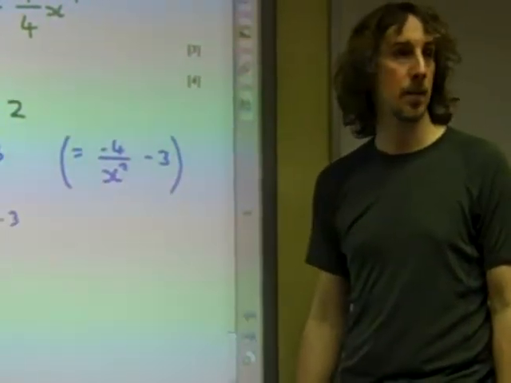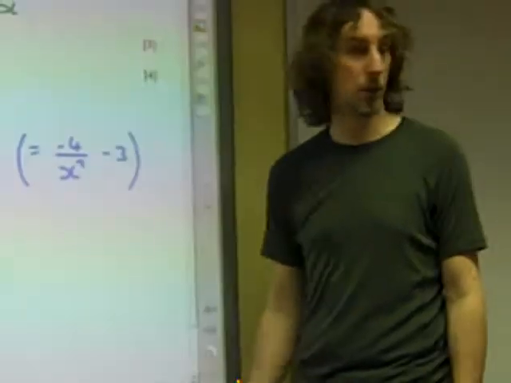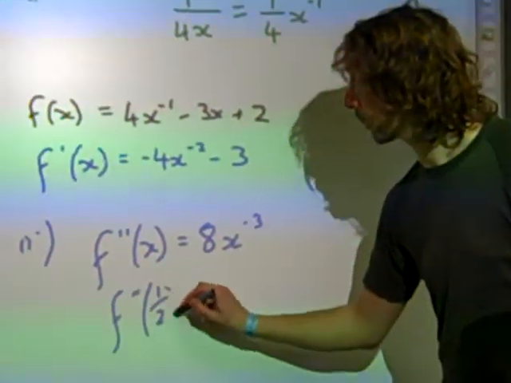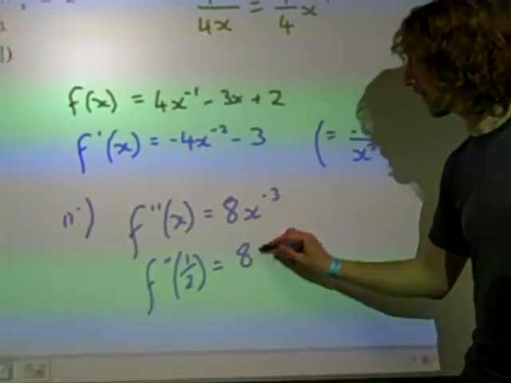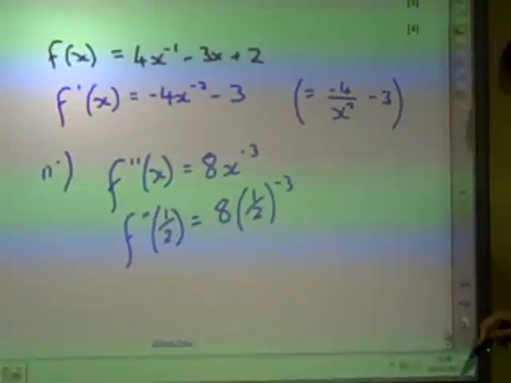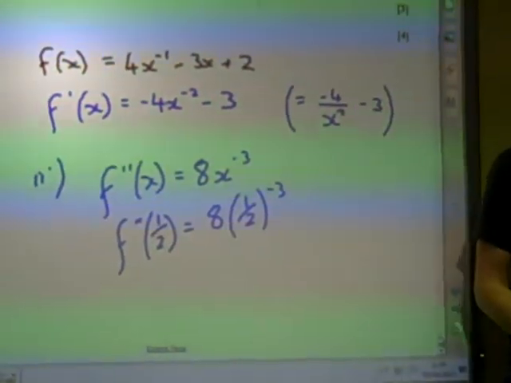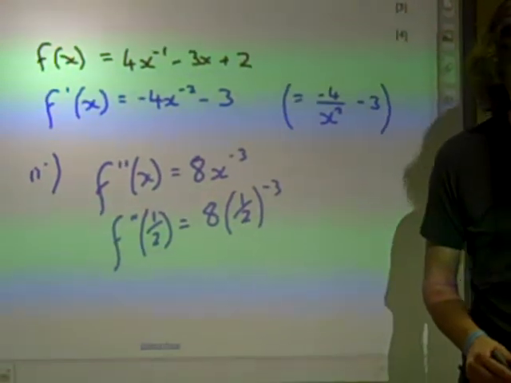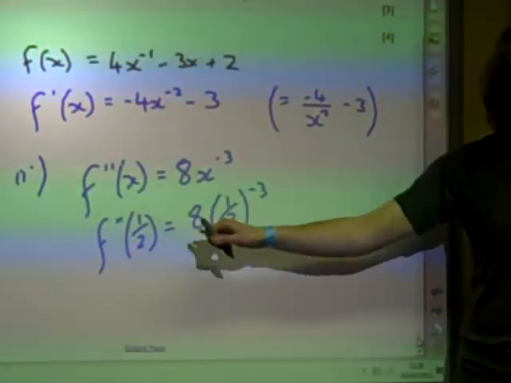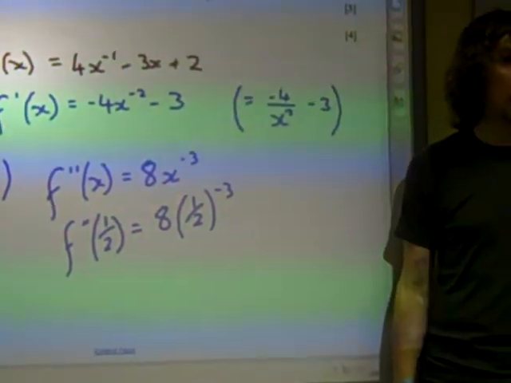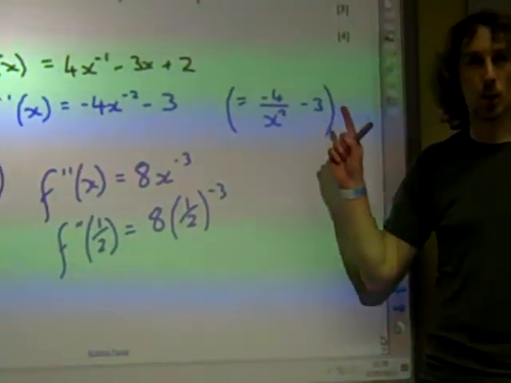The question said evaluate it when x equals a half. So this is 8 times a half to the minus 3. And it's a bit weird, 2 questions ago, question 4 on this paper, we did some of this kind of evaluating stuff, but it comes back round again with another very similar kind of question. We're going to take it one step at a time.